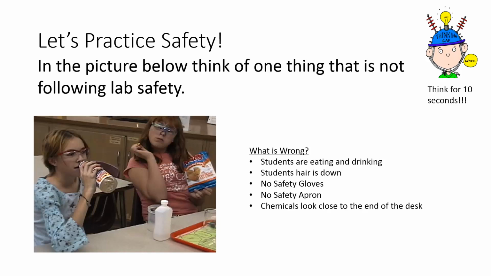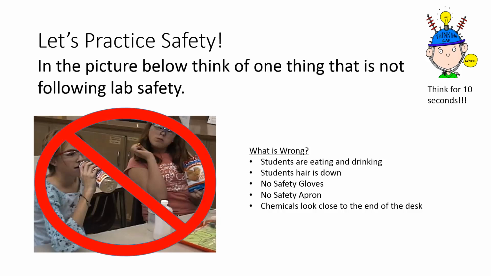Also, if you notice, it looks like the liquids or chemicals are pretty close to the edge of the desk. We want to make sure that there's no spilling happening in class. Let's make sure that all our chemicals or liquids stay towards the middle of our table so there's no chance that they'll fall off. This is not what you call a safe lab.